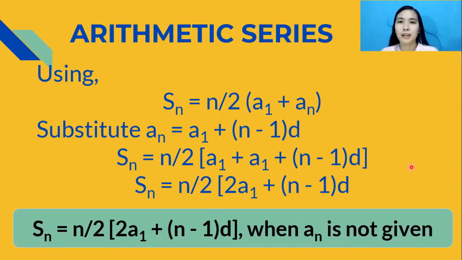Therefore, the formula for the arithmetic series when a sub n, or the last term, is not given will be S sub n equals n over 2 times the quantity of 2a sub 1 plus the quantity of n minus 1 times d.